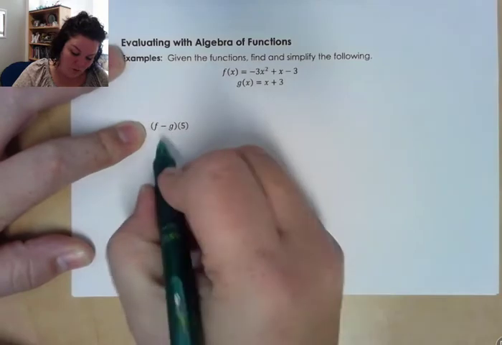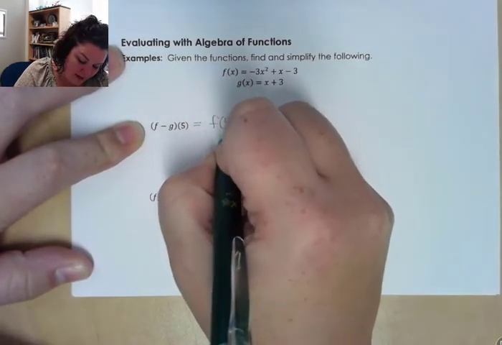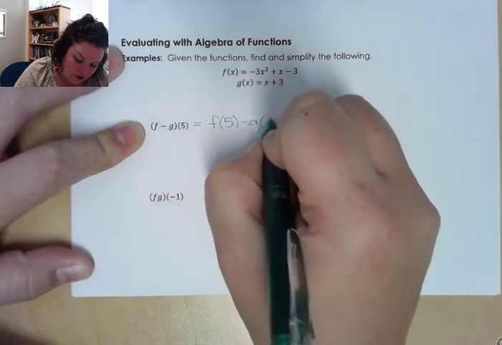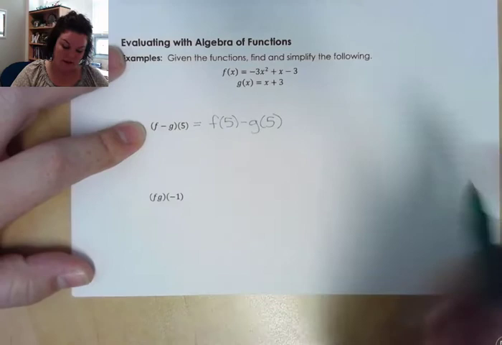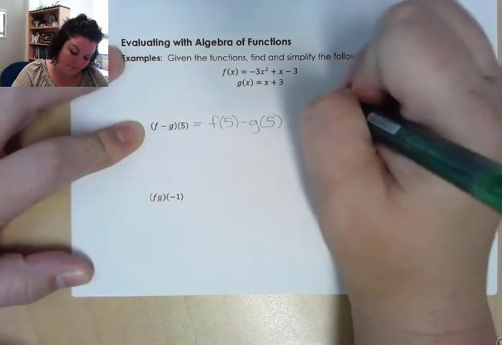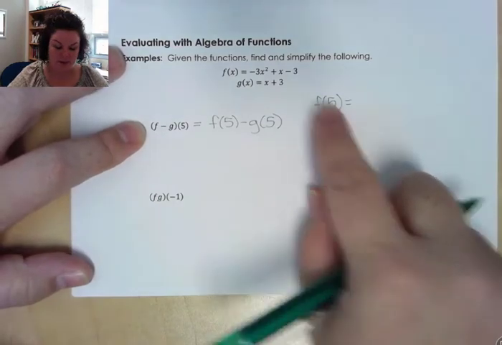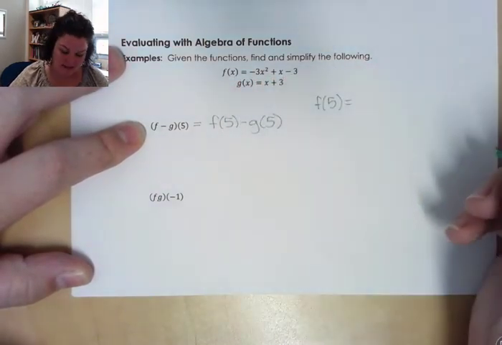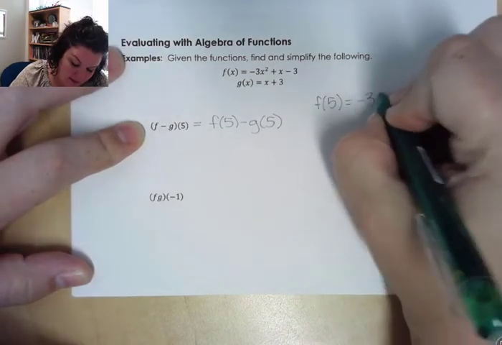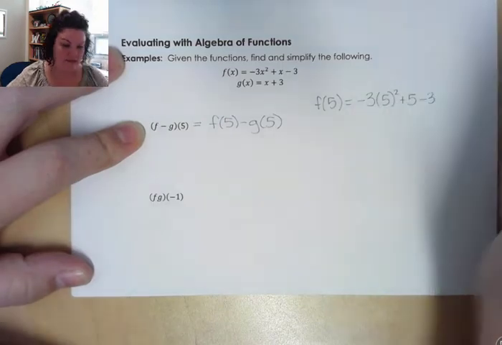Okay. So when we have f minus g of 5, this really just means we have f of 5 minus g of 5. So I just need to figure out what these two things equal. So I'm going to come over here to the side, and I'm going to figure out what f of 5 is. So I take 5 and I plug it into my f function everywhere I see an x. So that's going to give me negative 3 times 5 squared plus 5 minus 3.